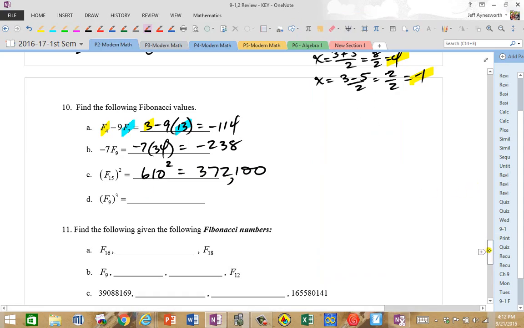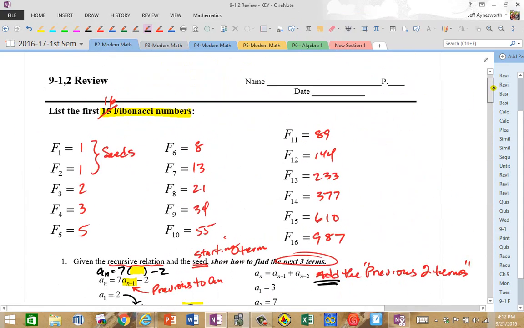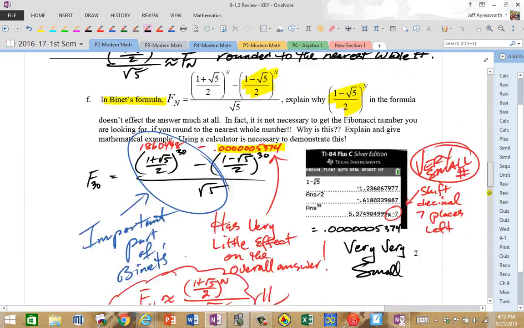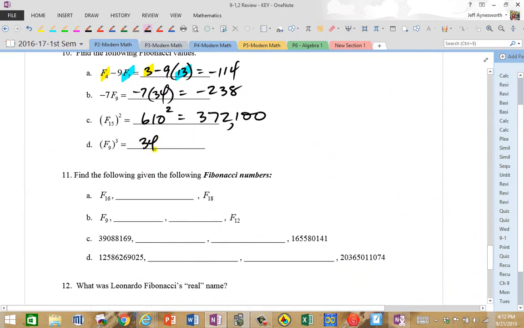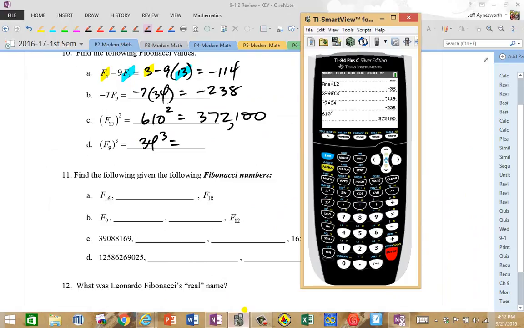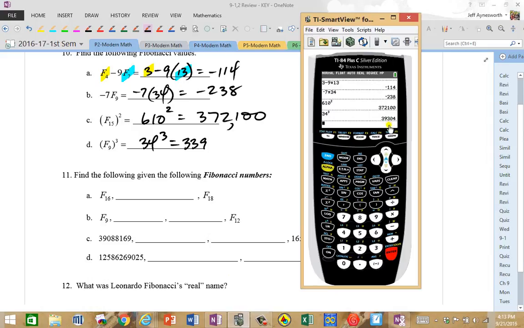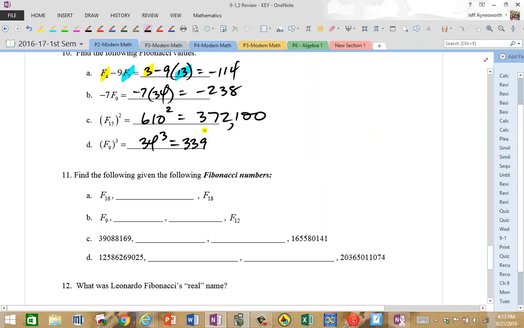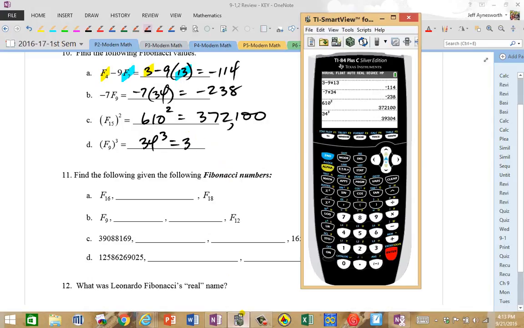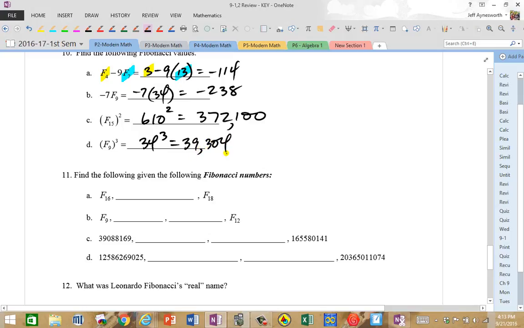F9 to the 3rd power. F9 is 34. So this is 34 cubed. That's big too. So 34 to the 3rd power. All right, 39,304. What was that again? Let me see. 393,004. I didn't say that right. Come on, Ainsworth. 39,304. There you go. You got to say it right.